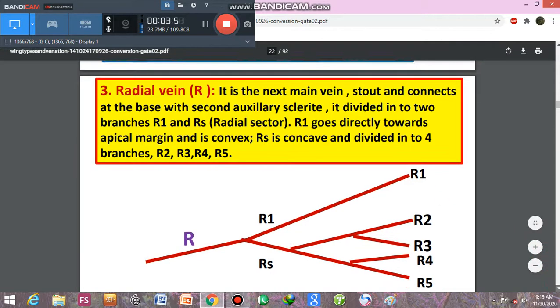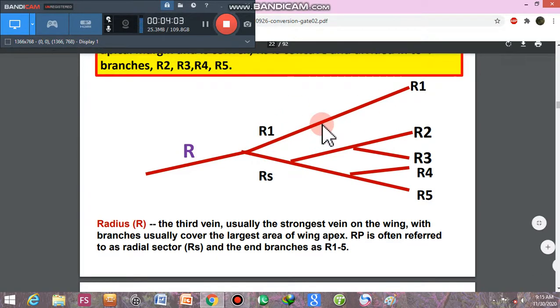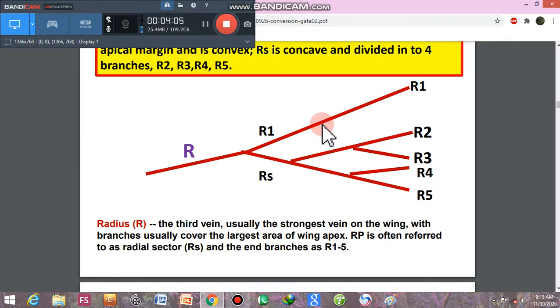This is clearly visible in this diagram. This is the R radial vein. It divides into the R1 and RS. Then R1 moves toward the terminal margin of the wing without branching, and then RS is further divided into R2, R3, R4 and R5.